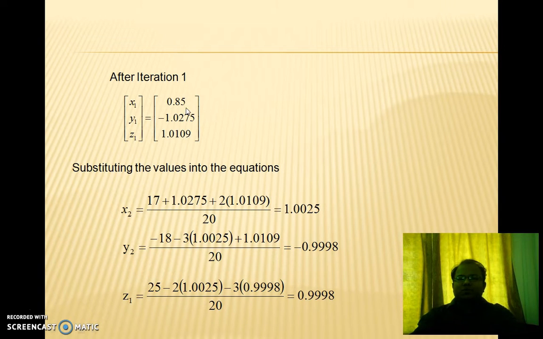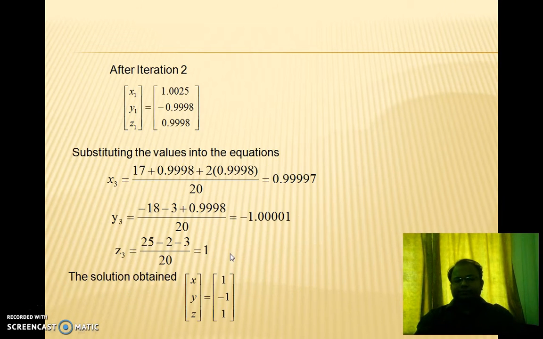Now we use these values as the initial values and get a second iteration by substituting them in the corresponding equations, replacing 1 by 2. So we get x2 with the corresponding value 1.0025, then y2 we get minus 0.9998, then z2 we get 0.9998. After the second iteration we get the second approximate value, and again we repeat the process.